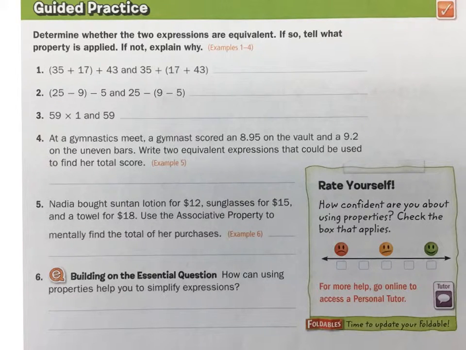This is the guided practice for 6.5, and we're talking about some properties: commutative, associative, and identity. So we've got some expressions here. We want to see if they're equivalent, and if they are, we want to say what makes them equivalent. So we have this right here. We want to know if that's equal to this expression here.